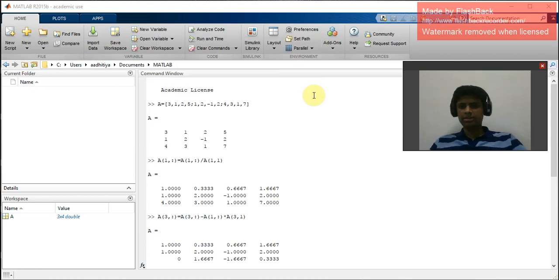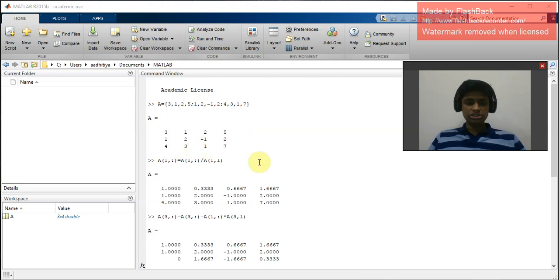So hi guys, I'm Aditya VS again, and today we'll be discussing the reduction of a matrix into its row echelon form. I'll be taking the same matrix which I took in the previous video, with the elements 3 1 2 5, 1 2 minus 1 2, 4 3 1 and 7. We give the code in MATLAB for representation of a matrix, and we get our matrix capital A as follows.